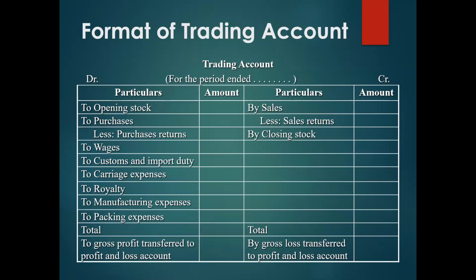Stock generates income, so this can be taken into the profit and loss account. So only these three particulars are entered in the credit column: sales less sales returns, and closing stock. You add up the total, and finally the gross profit is transferred to the profit and loss account. So this is the general format of the trading account.